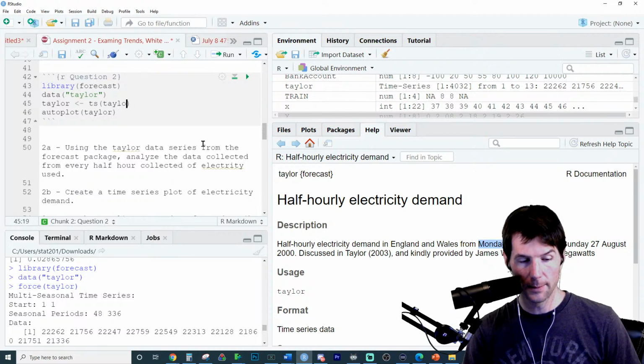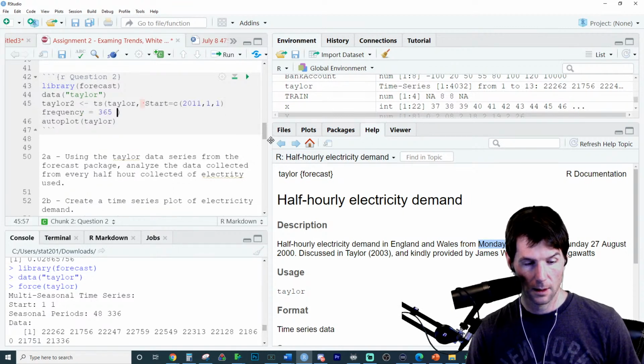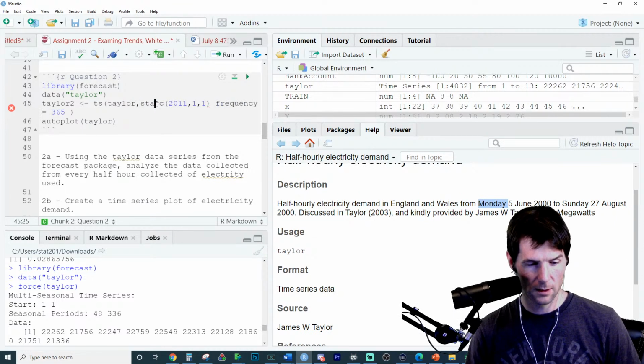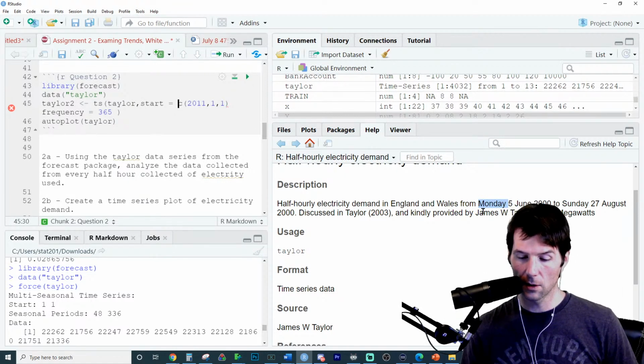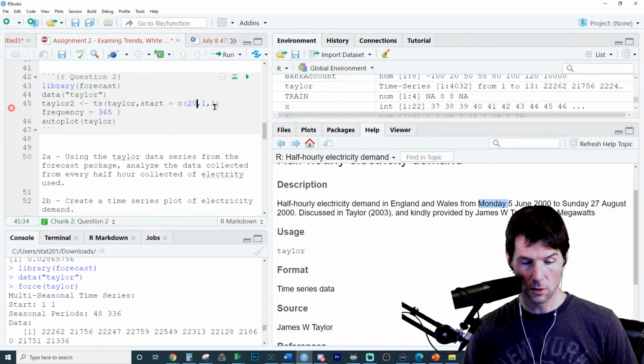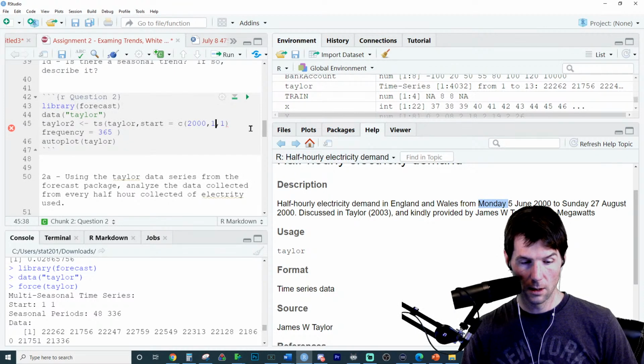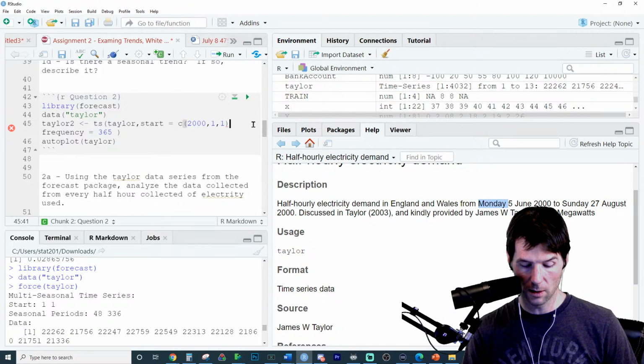So we're going to turn it into a time series. Let's call it Taylor 2, and we can compare what we've done. Okay, so there's the start. Is it capital? I don't think it's capital, right? Nope, it's lowercase. Then we concatenate a vector, from Monday, the 5th of June, 2000. It's mad about the next argument in here. See if it likes this.